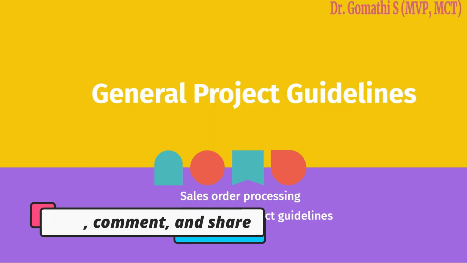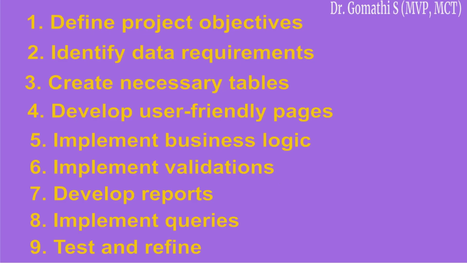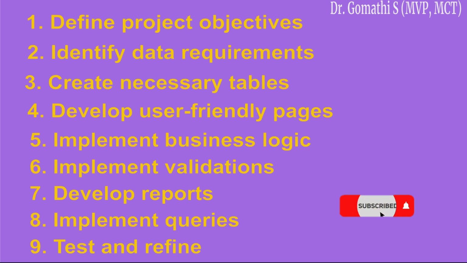For any project we are doing, we have specific guidelines. So I'm going to tell you the guidelines which I'm going to follow for this particular sales order processing. The very first one is defining the project objectives. What is that? We have to determine the goals and outcomes of the project, such as improving sales forecasting, streamlining order processing, or reducing inventory cost. This will be the objective of my project.